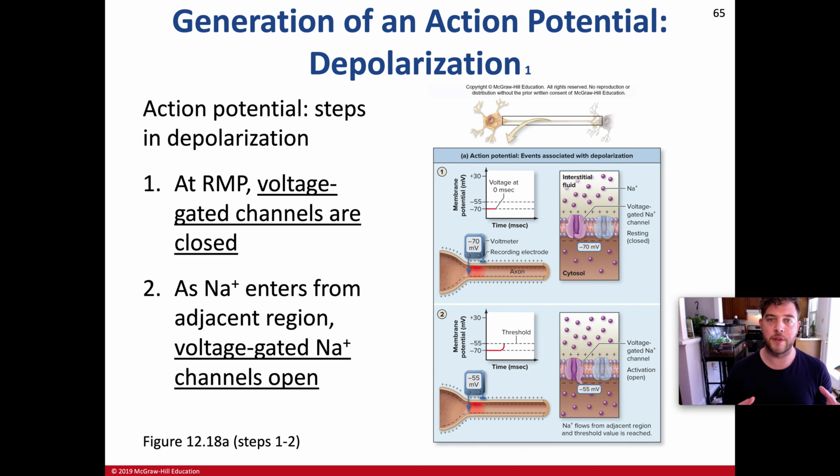So the steps to it. The first phase is depolarization, and it has a couple of steps. At resting membrane potential, the voltage-gated channels are closed. At your resting membrane potential, that negative 70 millivolts, the voltage-gated channels are not stimulated to be open, so they're going to stay closed.